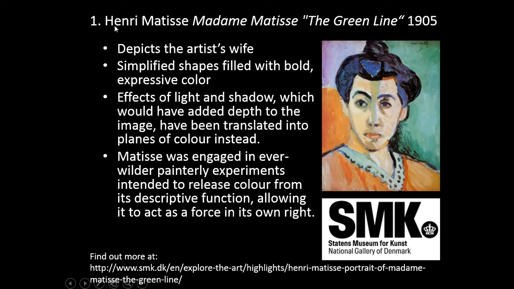And this question addresses Henri Matisse's Madame Matisse, The Green Line. And this painting was done in 1905. It depicts Matisse's wife. And these simplified shapes filled with bold, expressive color make up where you might normally see light and shadow. The effects of light and shadow, which would have added depth to the image, have been translated into planes of color instead.